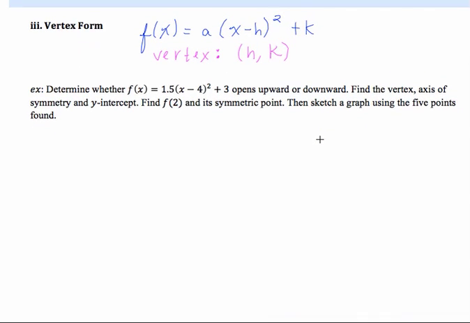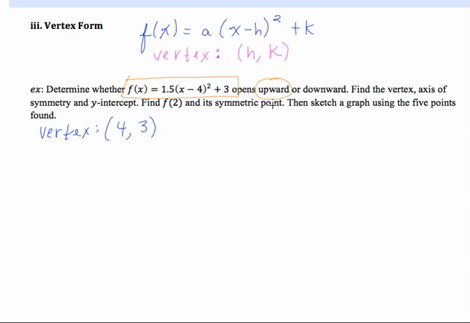Okay, so let's work on this one. It's a different function. f of x equals 1.5 times x minus 4 all squared plus 3. Well, first, does it open up or down? Well, this coefficient a is positive, so it's going to open upward. So the vertex, in this one, we have a minus, x minus h, x minus 4. So the vertex is at positive 4, comma, positive 3, because k is plus 3. So that's good right there. We know the vertex and we know it opens upward.